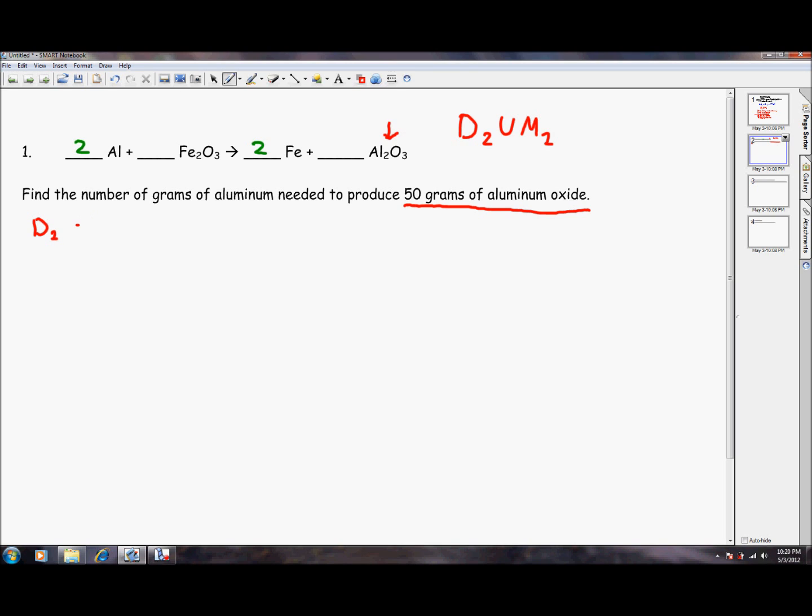Okay, remember the first D, D1, is to divide your starting amount, which is 50 grams, by molar mass. So we need to find the molar mass of Al2O3. So I'm going to put that over here. So I have 2 aluminums and 3 oxygens.